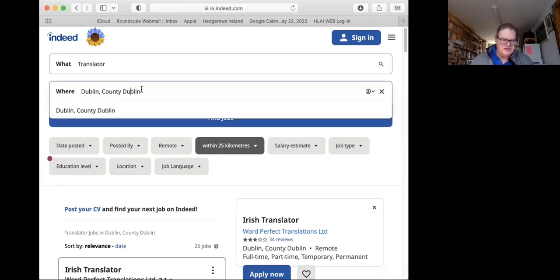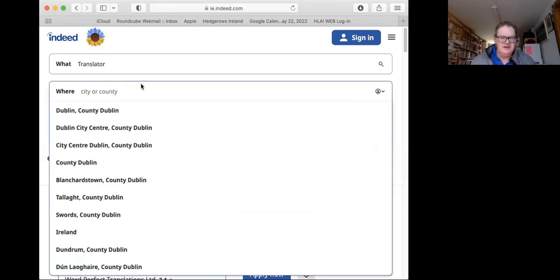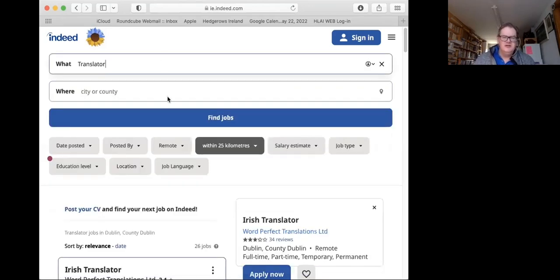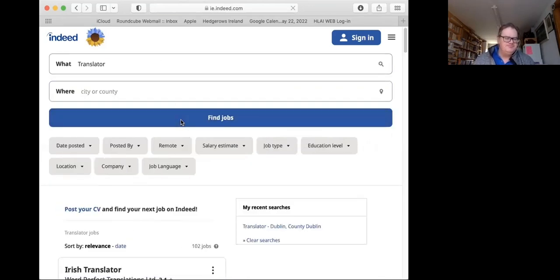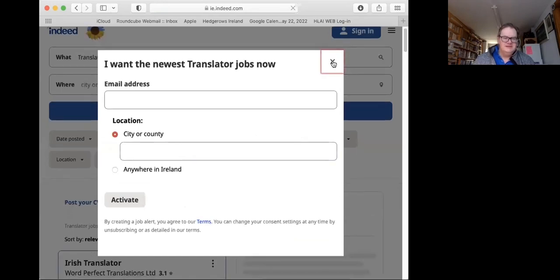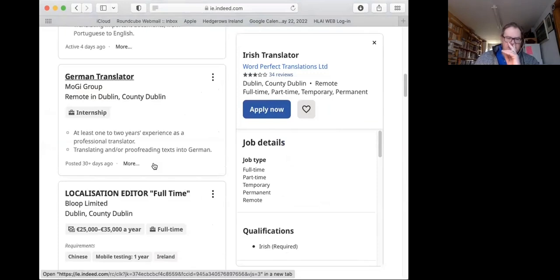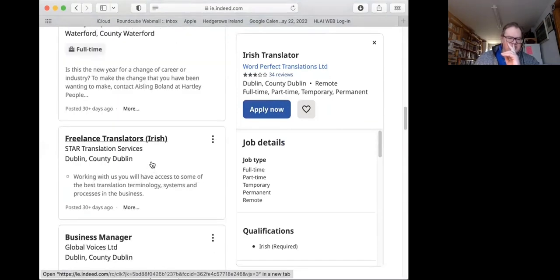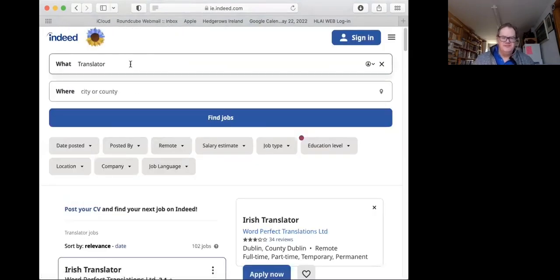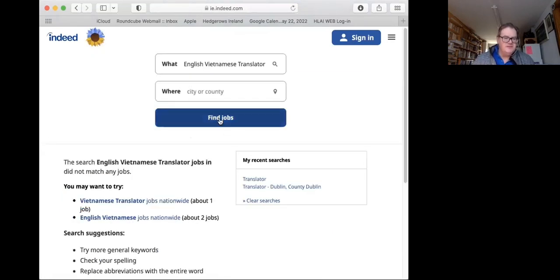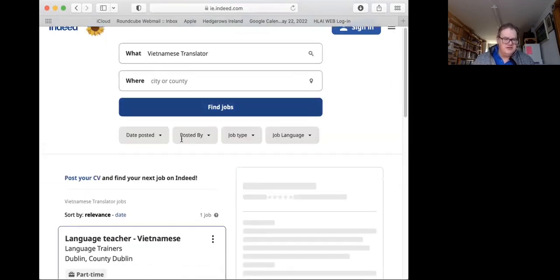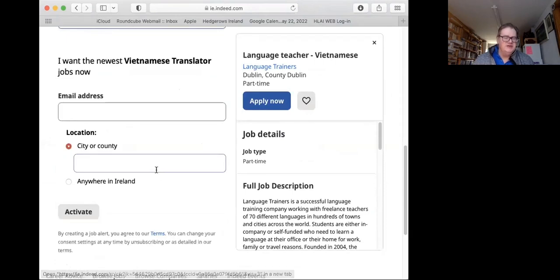Let's just take government out of it. Let's just say translator and find jobs. Okay. So Irish translator. Oh, you don't want to be an Irish translator, trust me. German. So let's say an English translator, okay? English to Vietnamese translator, okay? Let's stick with Vietnamese. So language teacher Vietnamese in Dublin.